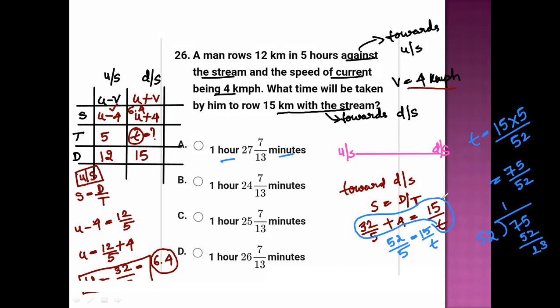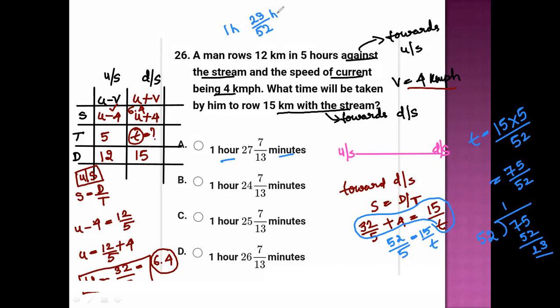So how can I write this one? I got this much, so I can write simply 123 divided by 52. Correct. So 1 hour and 23 by 52 hour. This much I got.